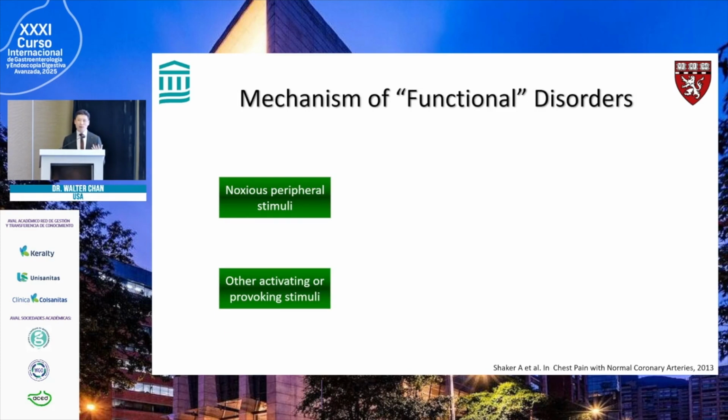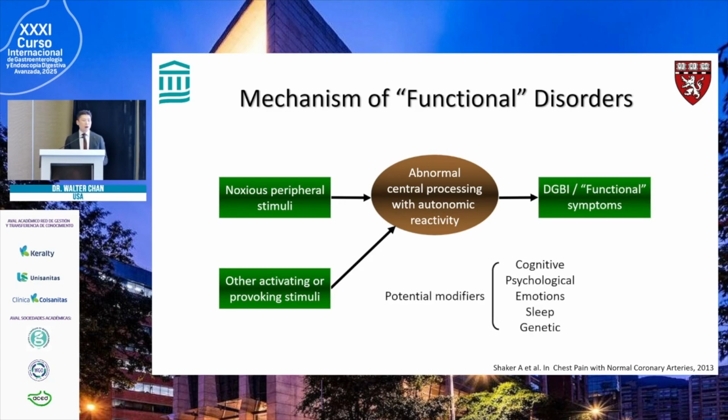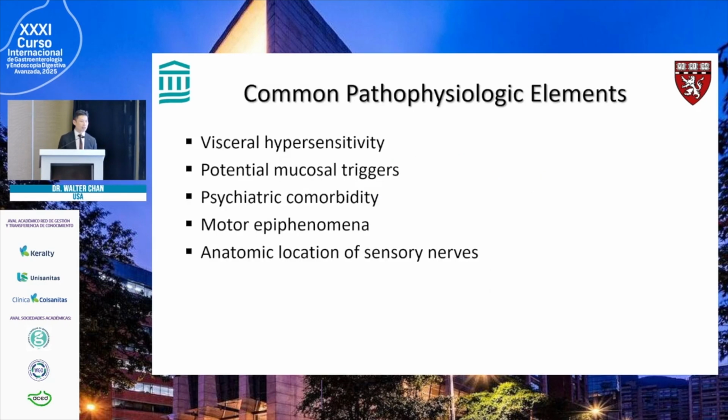Usually it will start with some type of peripheral noxious stimuli or some type of provoking stimuli to the esophagus. And it usually involves some sort of abnormal central processing, including autonomic reactivity, which then leads to these functional symptoms, or now we call them disorders of gut-brain interaction. And there are also other potential modifiers that may amplify some of these abnormal processes, including cognitive factors, psychological factors, stress, emotional factors. Sleep can actually increase a lot of these functional symptoms.